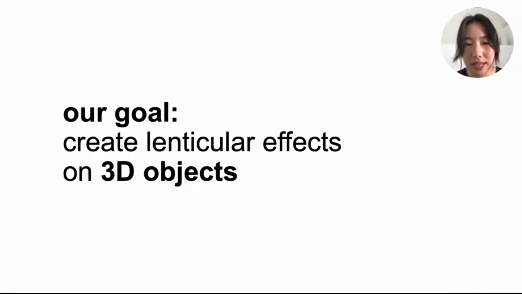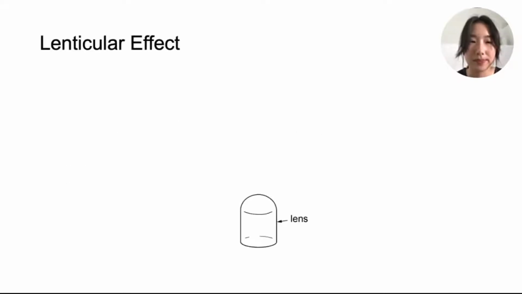First, let's see how the lenticular effect works on traditional 2D cards with flat surfaces. Those cards or surfaces are normally covered with tiny lenses like this one. Each lens has an underlying color pattern. For example, this particular lens has a red dot on the left side and a blue dot on the right side.